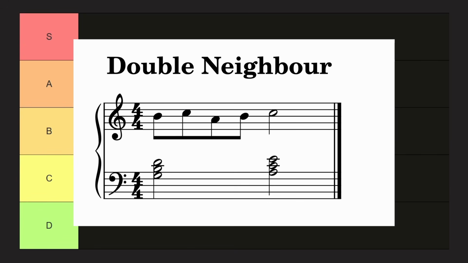Next up is the double neighbour. To execute one of these, we start on a chord tone, then play the upper and lower neighbours of the chord tone before returning to the starting note. These are sometimes also called changing tones and neighbour groups. Let's hear an example.